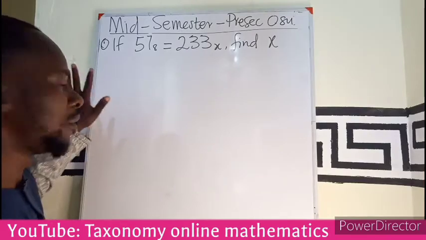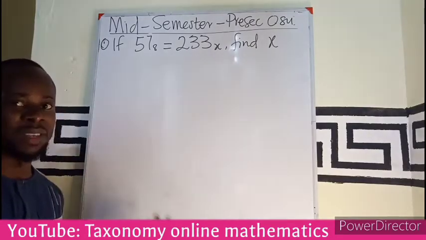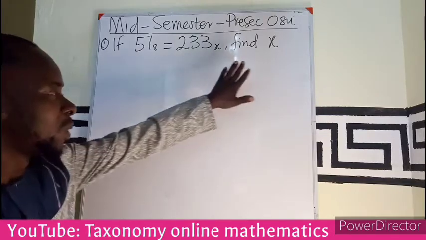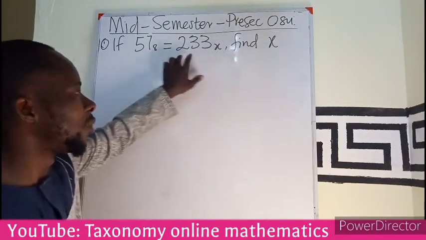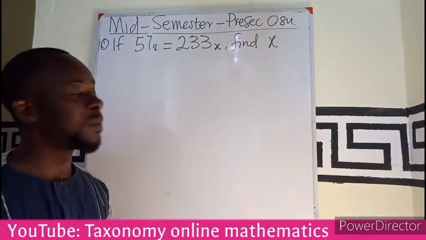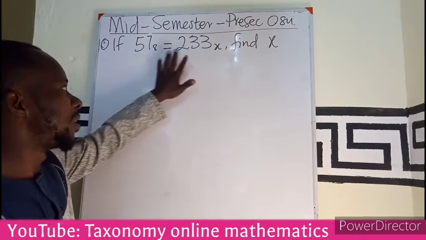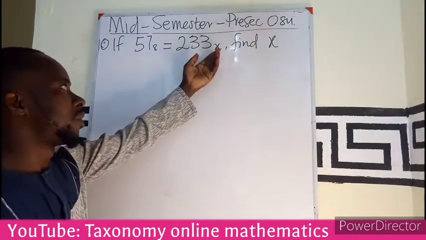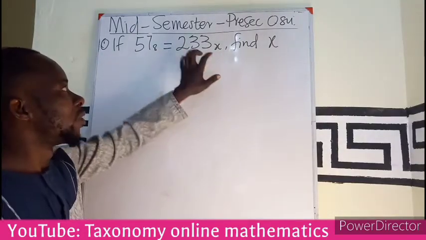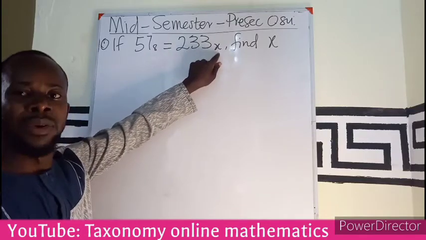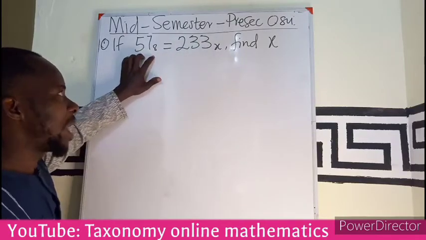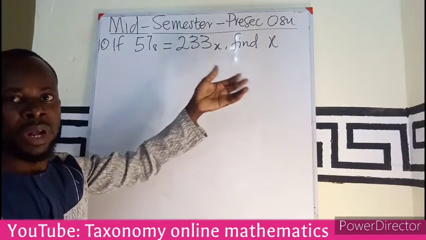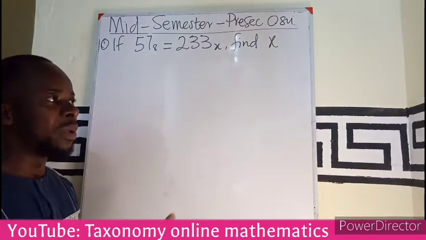So we are having, if 57 base 8 is equal to 233 base x, you have to find the value of x, the base in which 233 is written. Now you can see that both sides of the equal sign have different bases. This could also be in base 8, we don't know. So the best way to find the value of x is to express each side of the equal sign in base 10, so that when each is in the same base, then we can operate and find the value of x.